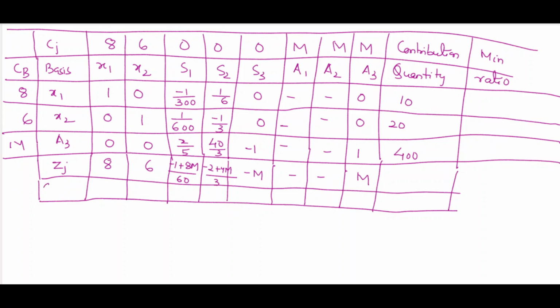Similarly CJ minus ZJ. CJ you know is 8 minus 8, 0, 6 minus 6, 0, 1 minus 8M, you will get 0 minus, so just reverse, 1 minus 8M by 60, and here it will be 2 minus 4M divided by 3. Here you will get M, and here you get 0. So CJ minus ZJ, you have done it. So what is the largest negative? Largest negative is your 2 minus 4M by 3. So it is your largest negative.